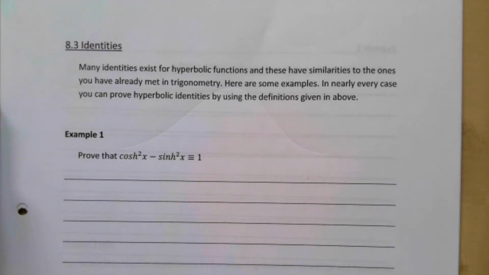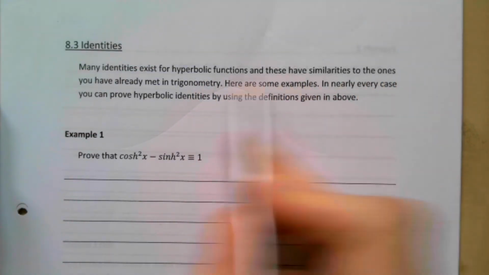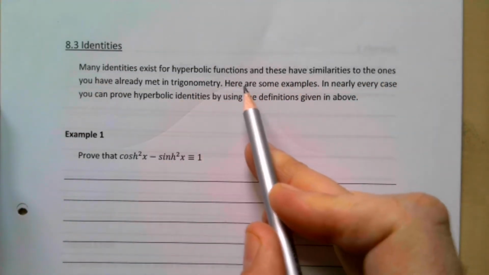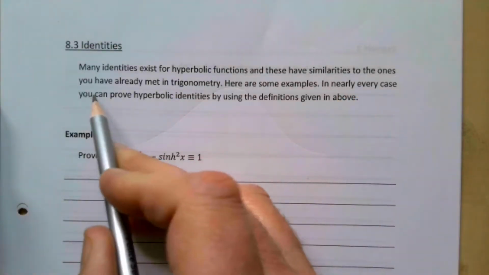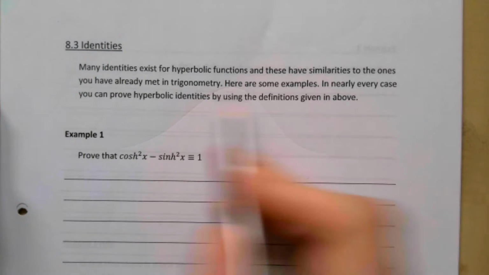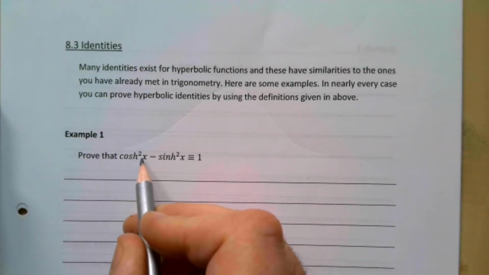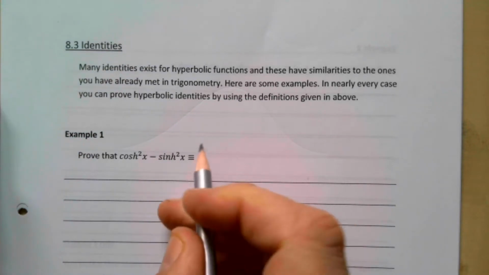This is A2 Further Maths, and we're in Unit 8, hyperbolic functions, taking a look at some of the identities. Many identities exist for hyperbolic functions, and these have similarities to the ones you've already met in trigonometry. Here are some examples. In nearly every case you can prove hyperbolic identities by using the definitions given in the first part of the chapter. So we're going to try and prove that cosh squared minus sinh squared equals 1.